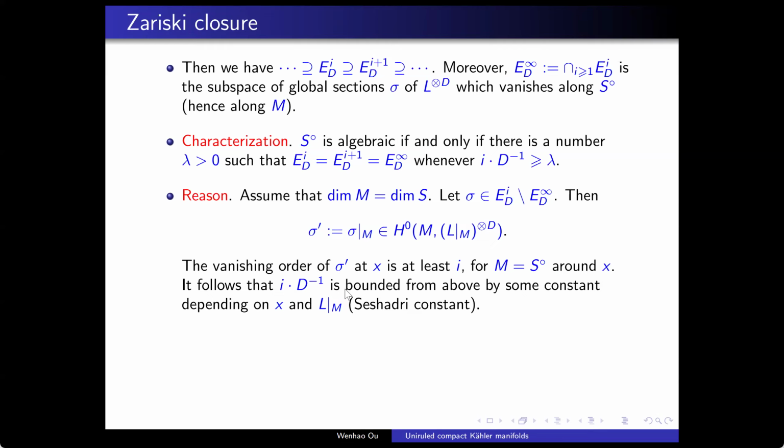Then we can obtain that I over D is bounded from above by some constant, only depending on X, M, and L restricted to M. This is related to the Seshadri constant. So this is why we should have this characterization. And this is the situation of algebraic or projective varieties.